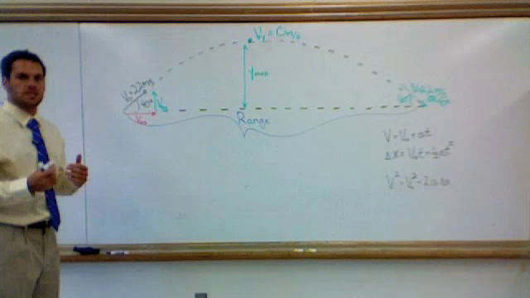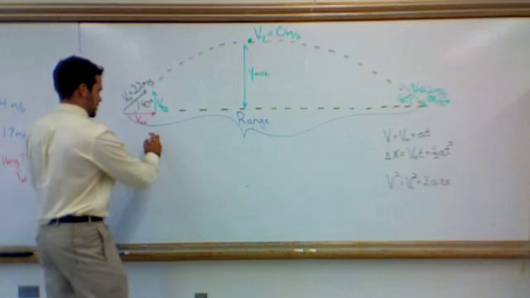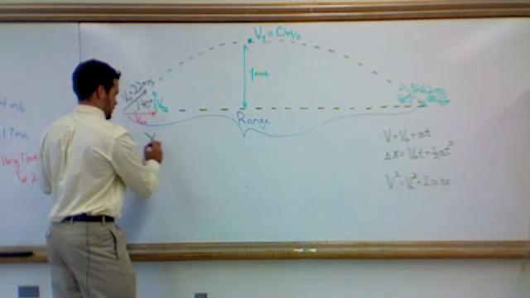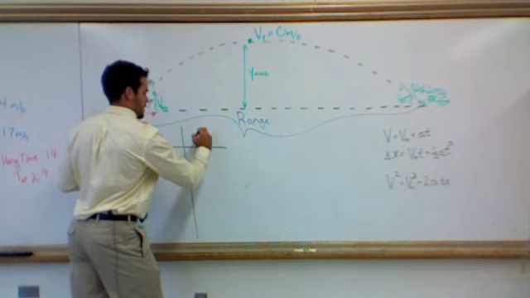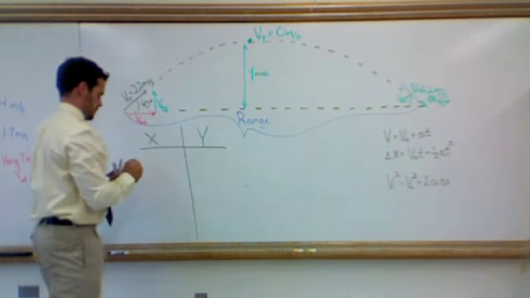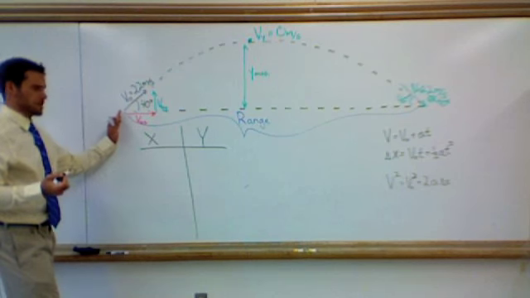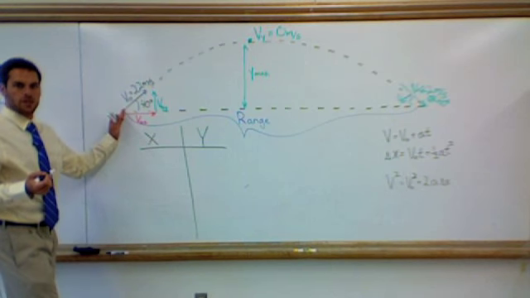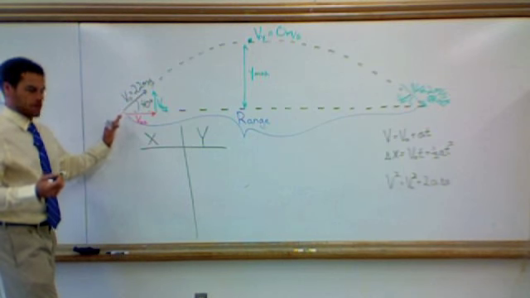What I'm going to do is set up a table for all my known values right now. First in the x direction, and then in the y direction. As we've done in the past, I'm going to let this point be our origin, 0, 0. So the initial position we'll say is at 0 meters.